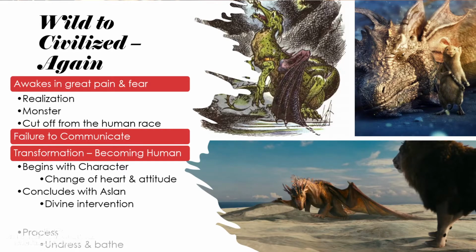Now, the process is going to involve undressing and bathing in a well. This is an idea of like a water baptism scene, a death and rebirth. Now, Eustace tries to undress, and what that means is kind of take the dragon skin off.